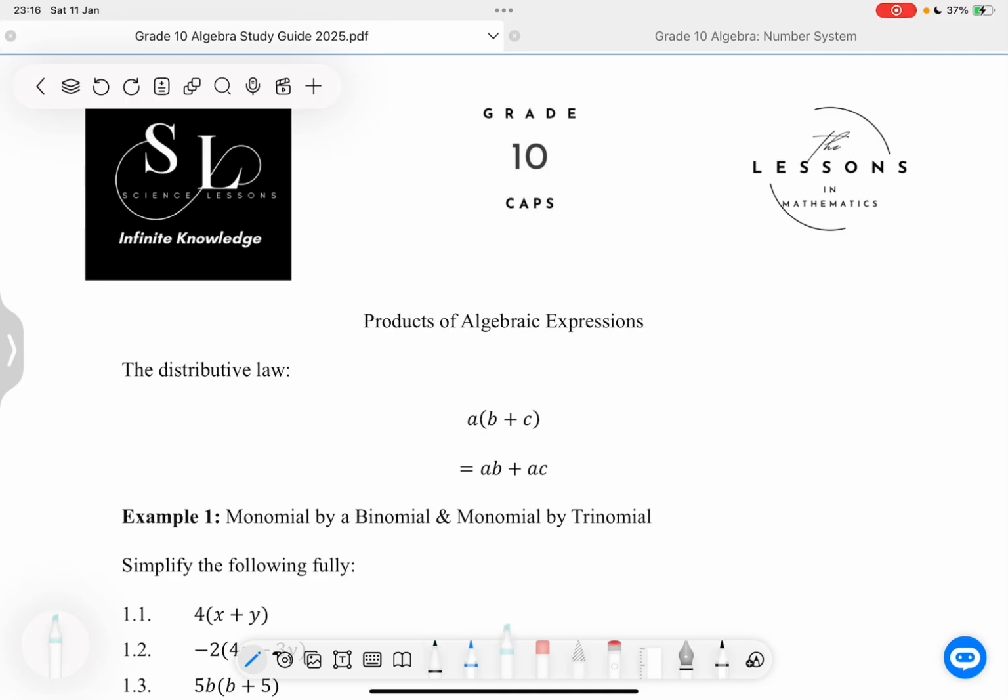We all now know and understand what algebraic expressions are. That means we are ready to study products of algebraic expressions. But the big question then becomes, what is a product?